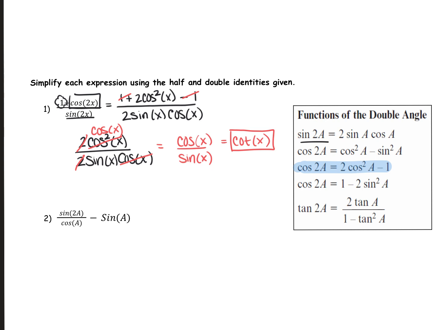All right, I'd like you guys to try example number 2 here. Try to see what you can do with it using the identities over here, and we'll reconvene tomorrow.